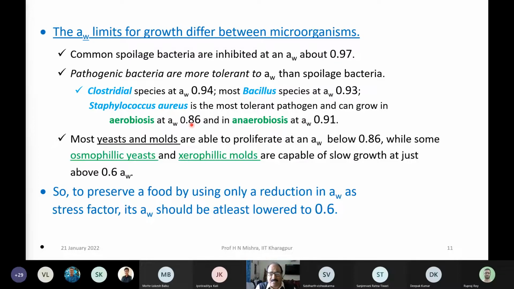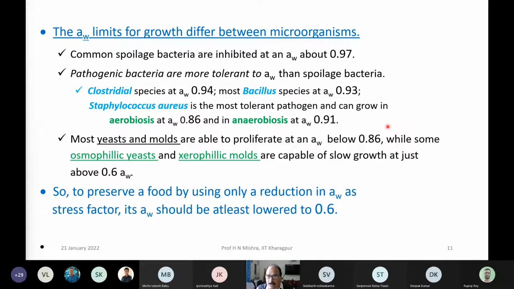So if the water activity of the food is brought below 0.85, most of these microorganisms, spoilage as well as pathogenic, will be taken care of. They will not be able to grow. And in fact, this range of 0.75 to 0.85 water activity is taken as the range of intermediate moisture activity, or IMA, food.